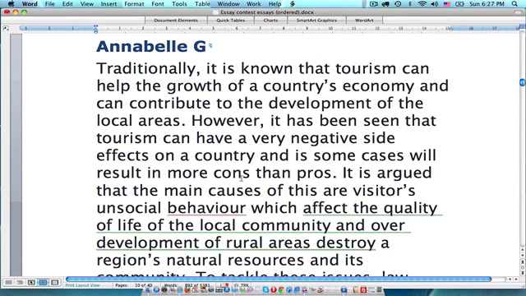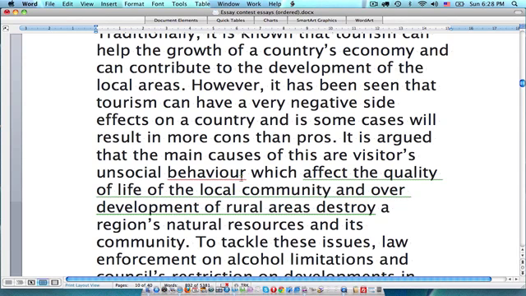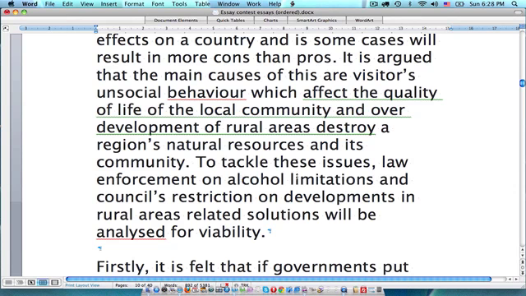Now I'm just reading through my notes for Annabelle. There's some slight incoherence at times, Annabelle, in your writing. I think this is due to lexical resources and perhaps grammar as well. For example, here: to tackle these issues, law enforcement on alcohol limitations and council's restriction on developments in rural areas related solutions will be analyzed for viability. It's right in here where I lose track of what you're trying to say. I think what you mean by council's restrictions is maybe something like lawful restrictions. I'm not exactly sure.